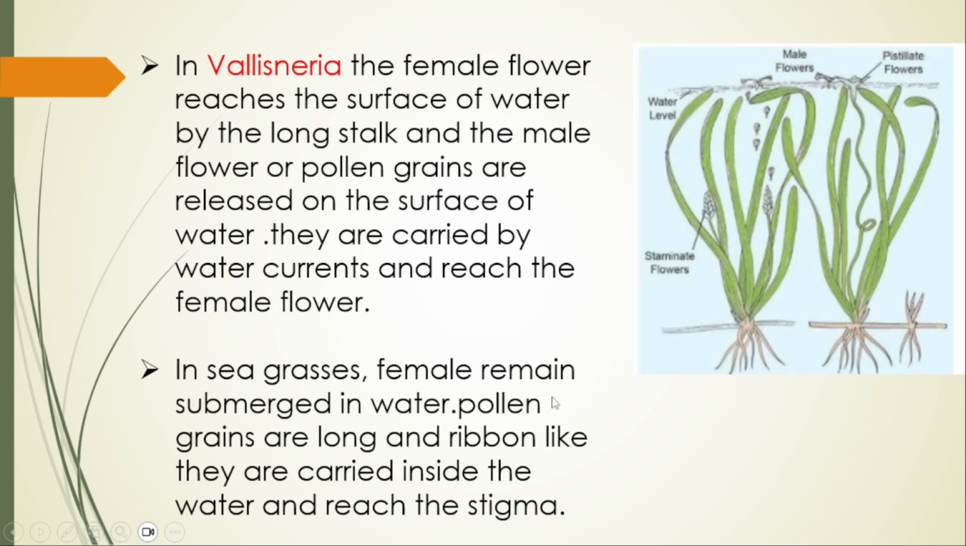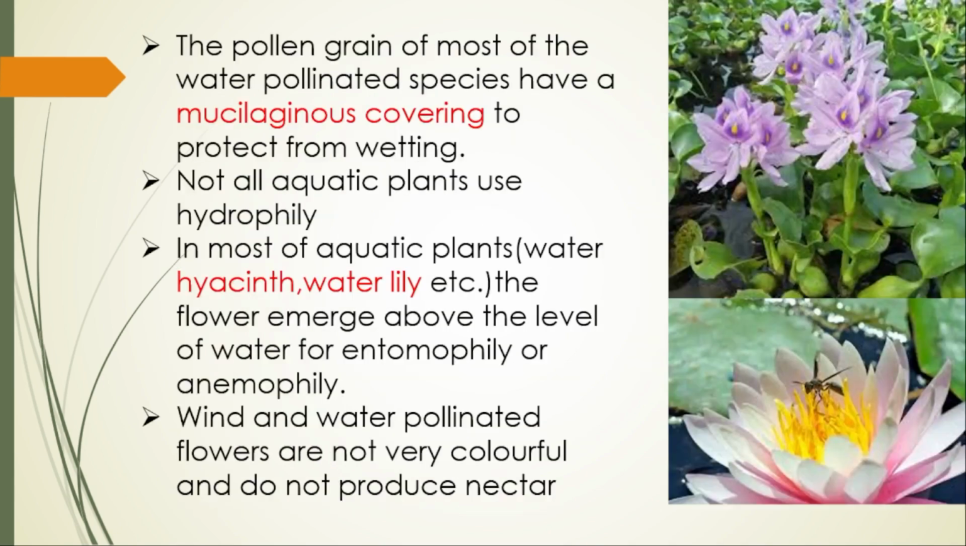In sea grasses, females remain submerged in water. Pollen grains are long and ribbon like. They are carried inside the water and then reach the stigma. In sea grasses, the female remains submerged in the water, whereas pollen grains are long ribbon like structures. So that pollination happens in the submerged areas, or else in submerged plants.